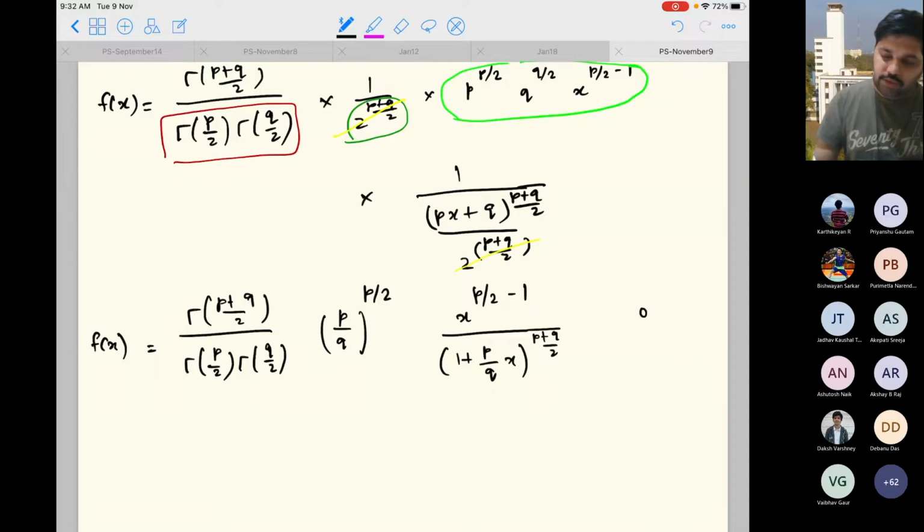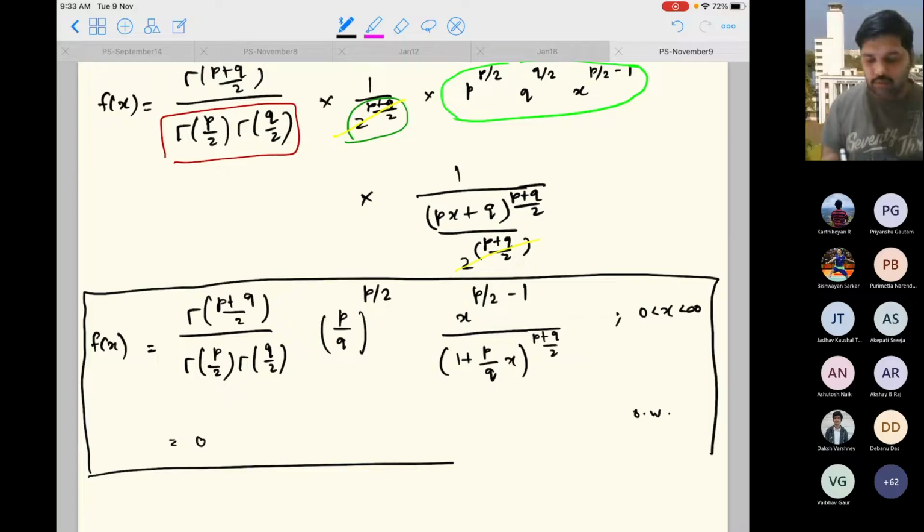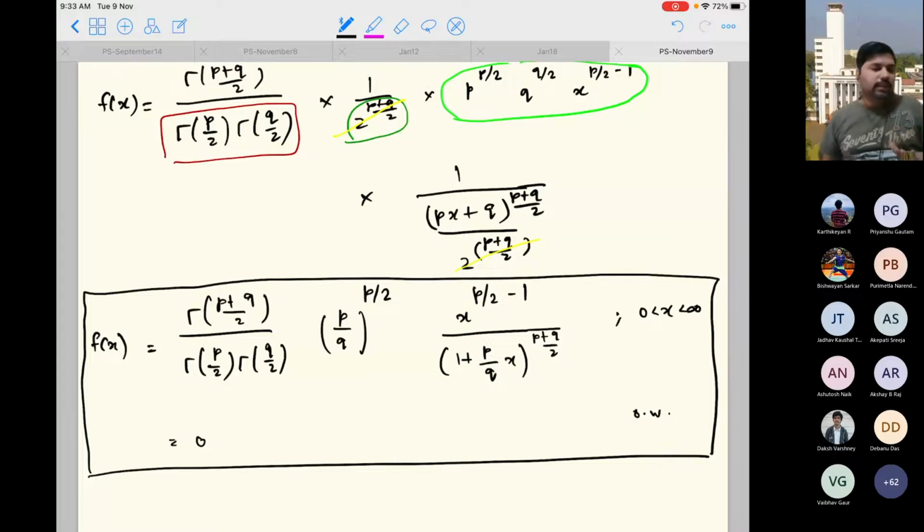What is the range of x? 0 less than x less than infinity, and it is equal to 0 otherwise. So this is actually the PDF of the F density. Again, it looks a little cumbersome, but if you really see, it is not that difficult.